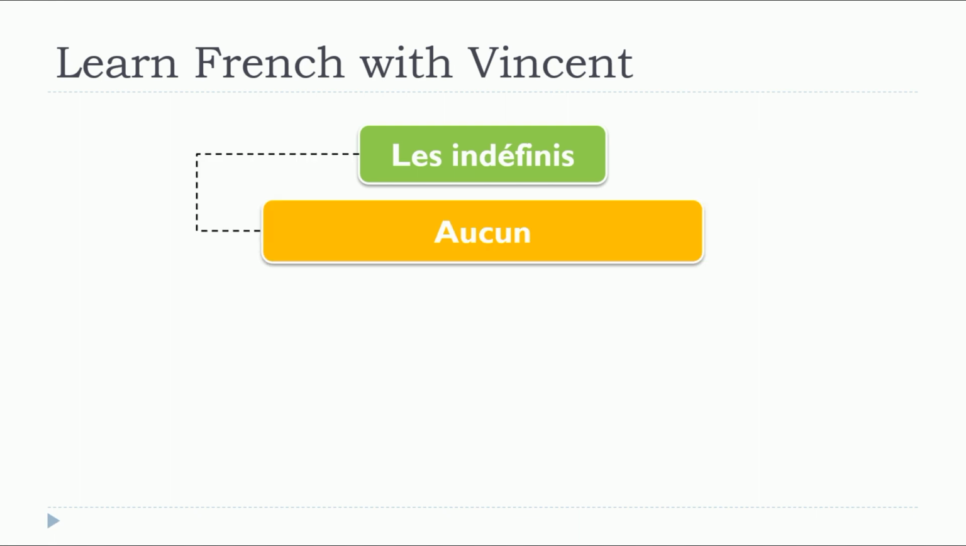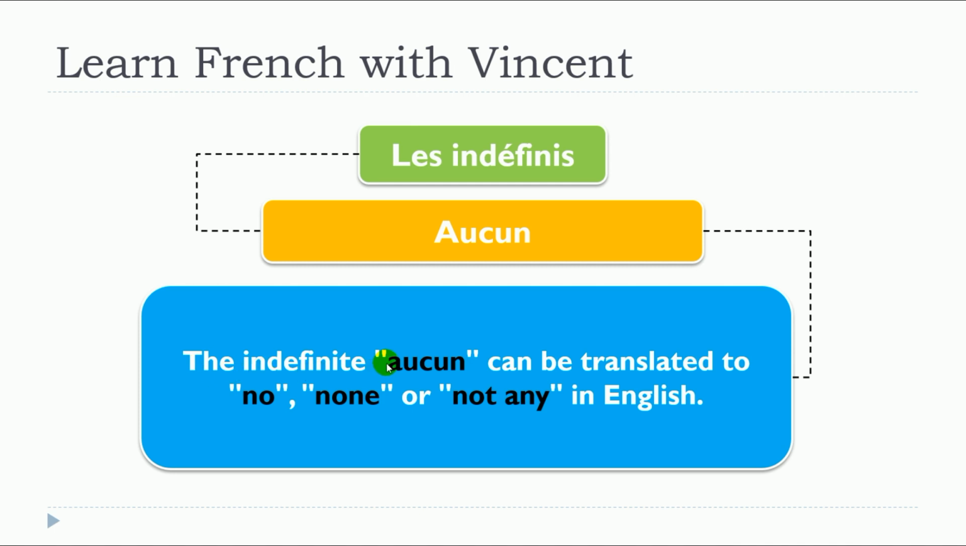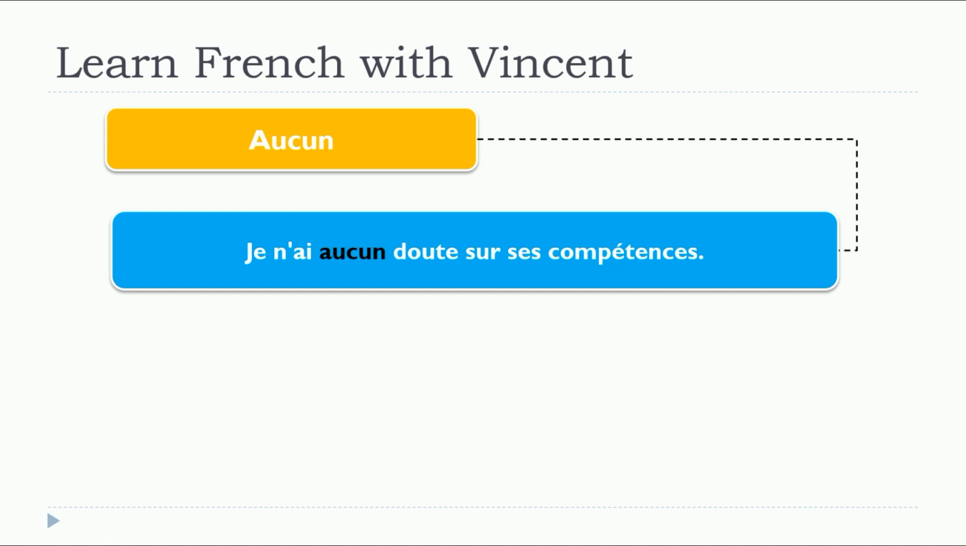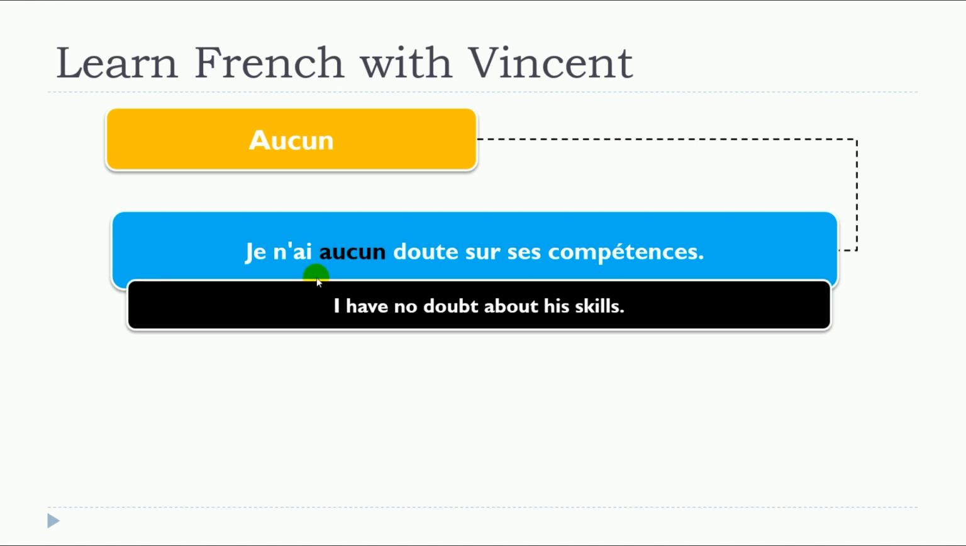So in this lesson, we will see aucun, and the indefinite aucun can be translated to no, none, or not any in English. So we will see 4 examples with aucun. Je n'ai aucun doute sur ses compétences.